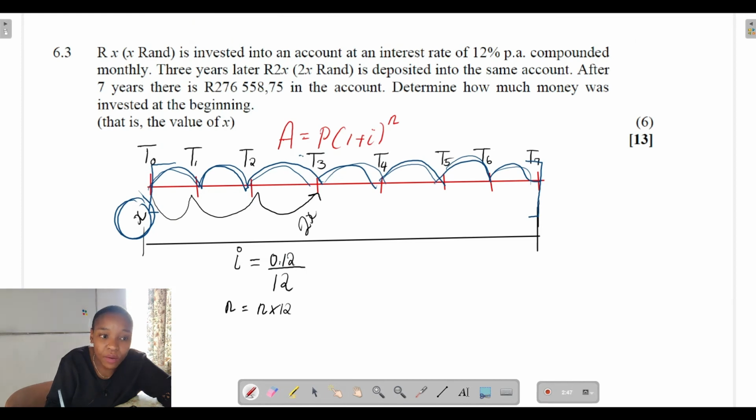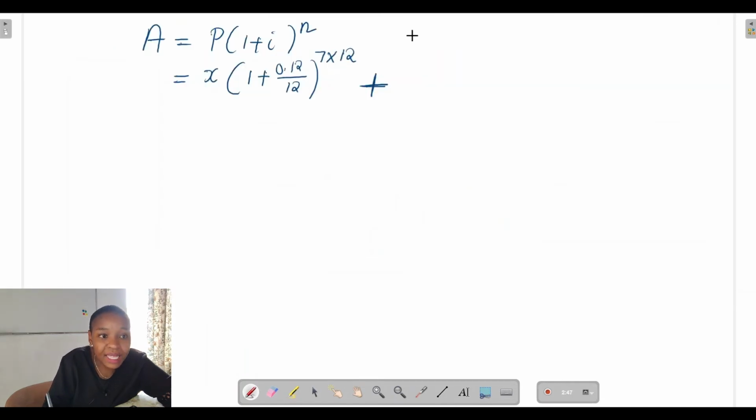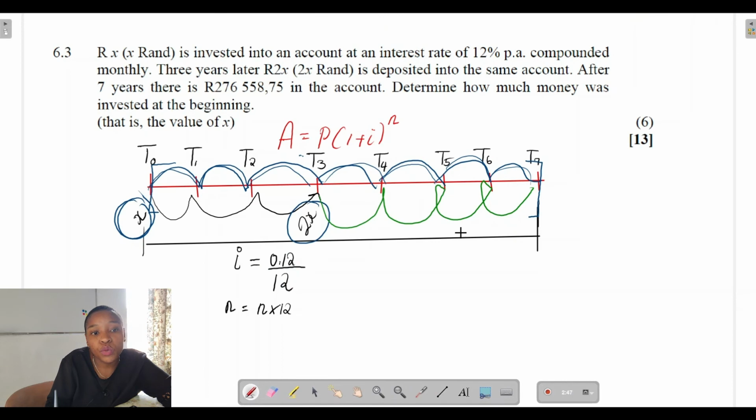Plus, then something happens here. We've got 2x that is also deposited into this account, and it's deposited in year 3. And this 2x stays in our account for how many years? 1, 2, 3, 4 years. So the P in this case is 2x, times (1 + i), where i in this case is 0.12 divided by 12. And then our n in this case is 1, 2, 3, 4.